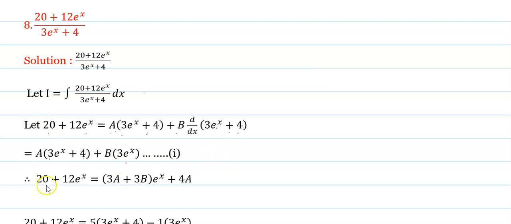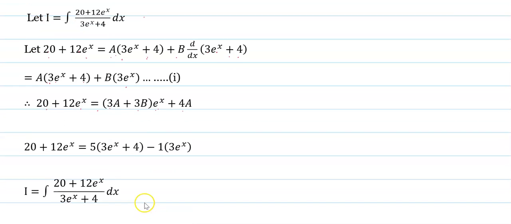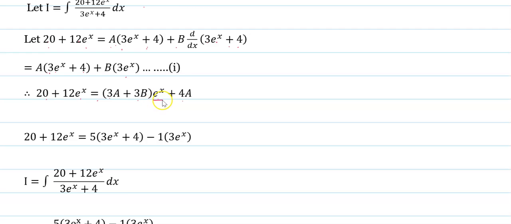What is that? 20 + 12e^x equals, collect the terms of e^x. What is that? 3a into e^x, 3b into e^x. Take e^x as common, then in bracket you will get 3a + 3b, plus 4 into a, here is 4a. Now equate it. The coefficient of e^x is here 3a + 3b, that is equal to 12. What about the constant term here?